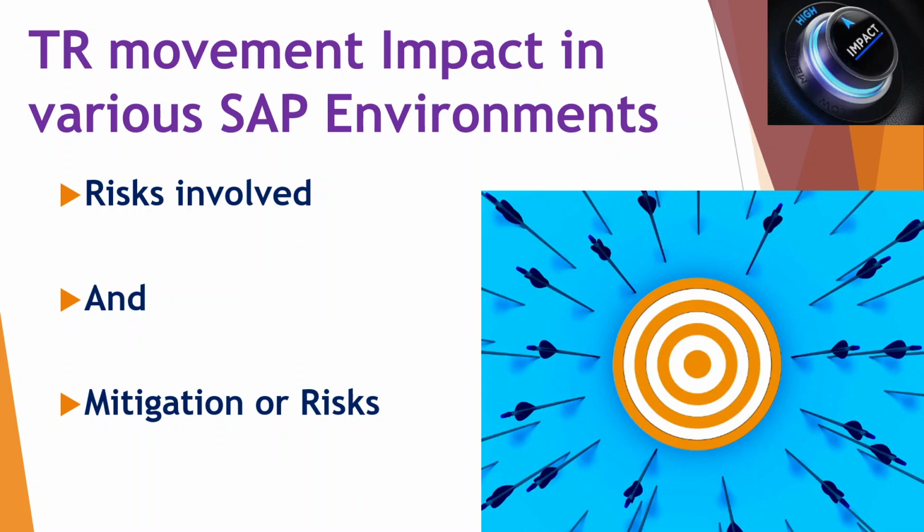If you see the picture, arrows are getting shot at from all possible angles, right? The process of TR movement is simple. The implications of TR movement can sometimes be very critical. It has all kinds of risks. It can spoil your entire system if you don't deal with it properly. It has the potential to spoil not just the SAP system but other systems as well.